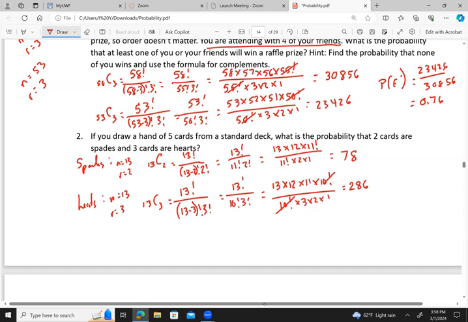So using my multiplication counting rule to figure out the total number of possible hands I have that have 2 cards that are spades and 3 cards that are hearts, 78 times 286. And I get 22,308.